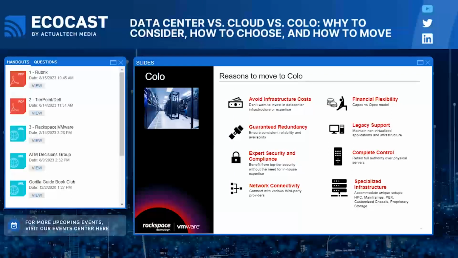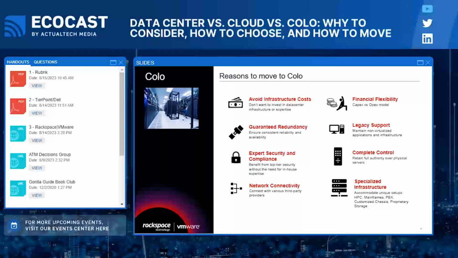Another thing is guaranteed redundancy. It's possible you could run your own data centers, but you may not have backup generators, right? You don't have redundant networking and all that kind of stuff. So it's better for a Colo provider to just do that for you.